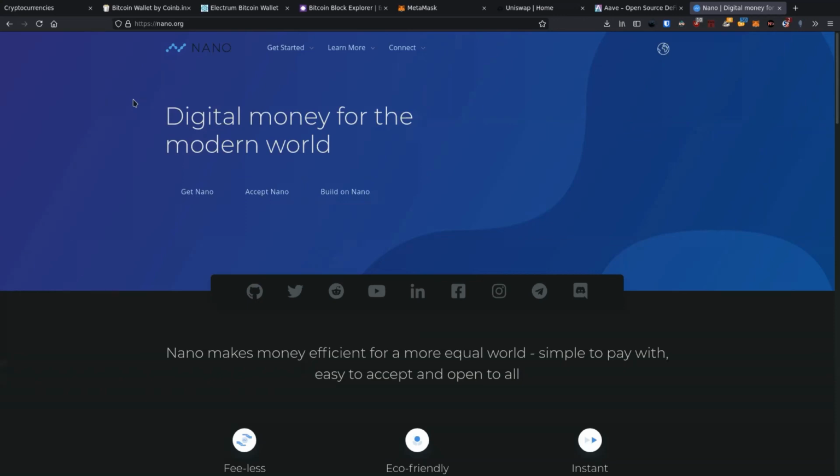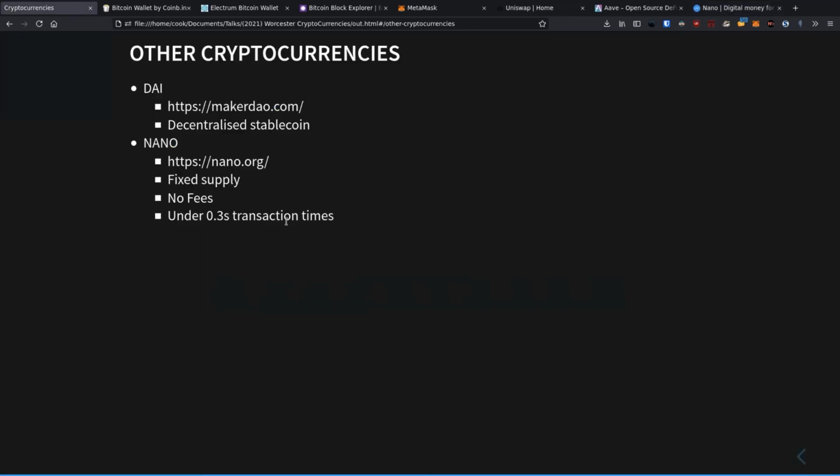But as always, do your own research on any of these coins, and I'm not recommending buying or selling or anything. It's just about the technology, particularly.